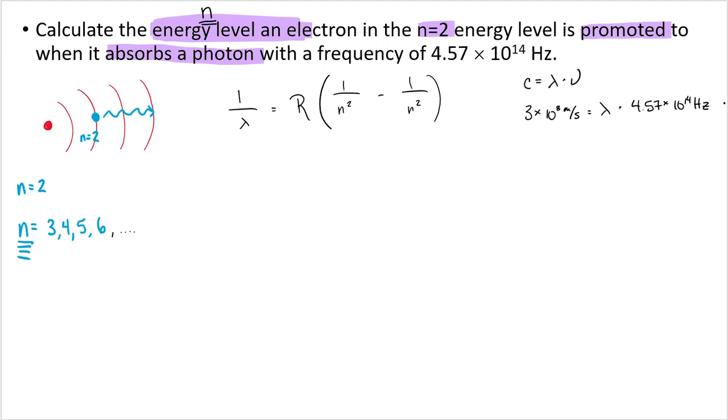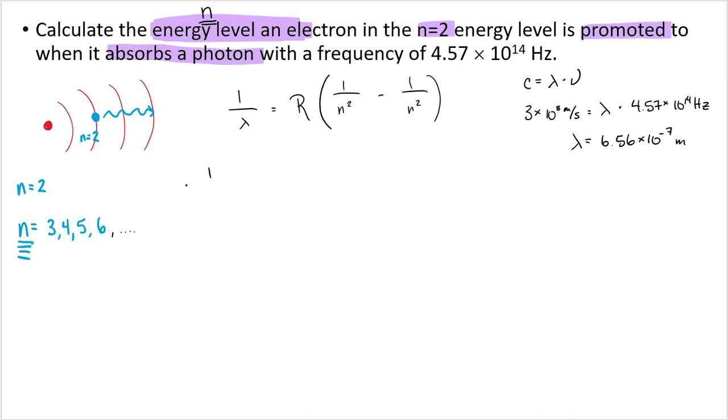So in order to get the wavelength of light that is absorbed, to promote this electron from n equals 2 to n equals 3, 4, 5, we're going to take 3 times 10 to the 8th meters per second divided by 4.57 times 10 to the 14th. That gives us that the wavelength of light that is absorbed is 6.56 times 10 to the minus 7th meters. Now, we have everything we need except for the other n.